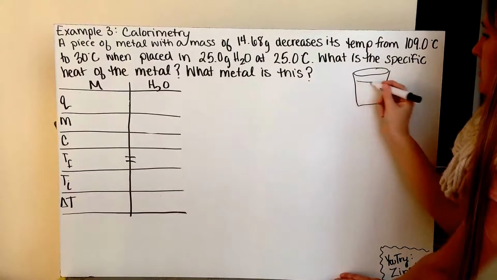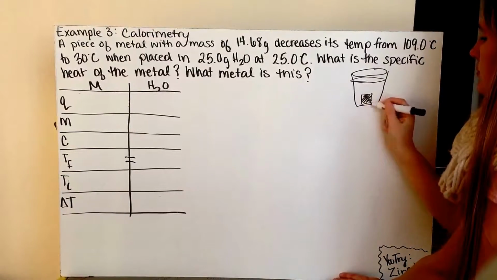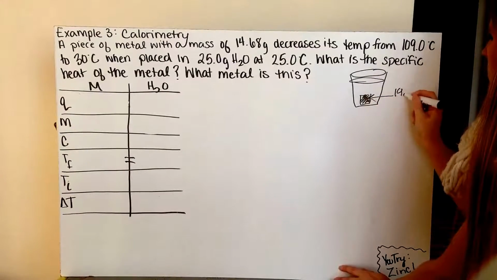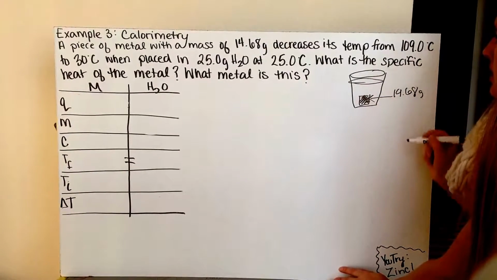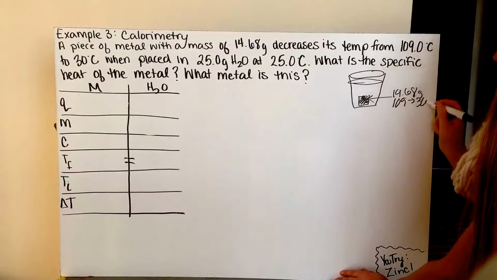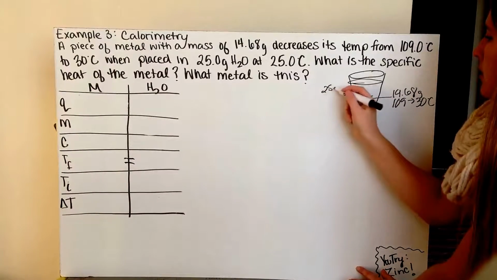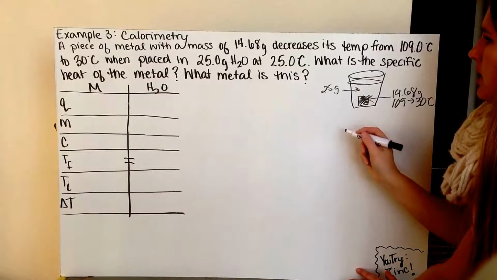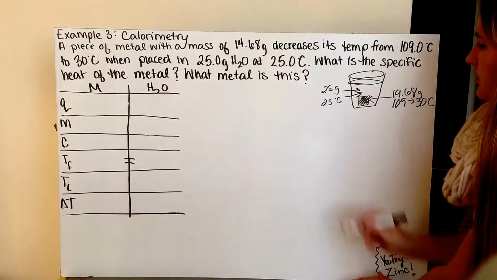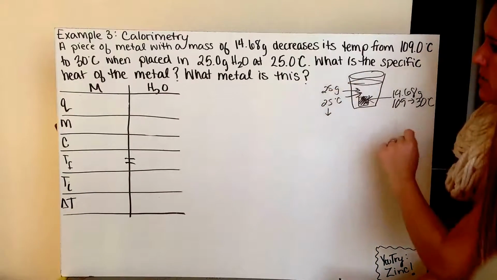Here's my glass, it has water, and I have my metal object. I have a piece of metal with a mass 14.68 grams, decreases in temperature from 109 to 30 degrees C. It's placed in 25 grams of water at 25 degrees Celsius. I don't know what it goes to. Okay, this is what's given to me in the problem.